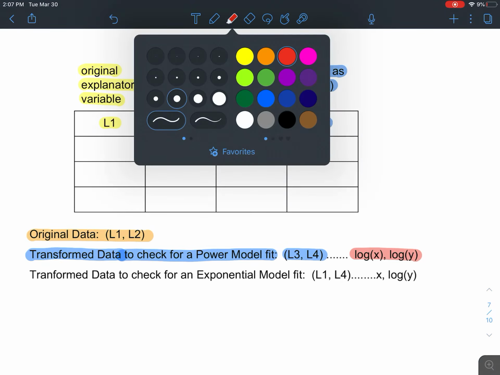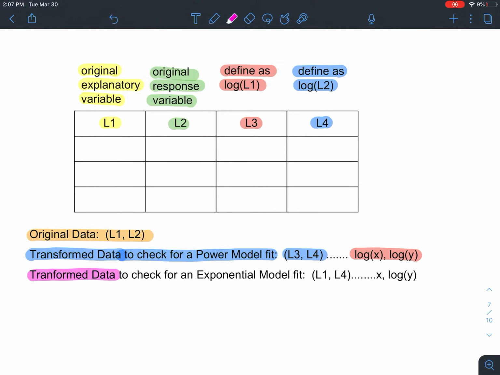The other option is to take the transformed data set to check for an exponential model, which is where you leave the explanatory variable the same. So L1 is what you're going to keep as your x value, but you're going to pair that up with only log of the response variable, L4. Okay, and that would give you this. And then you would make a scatter plot of that to check and see if that comes out roughly linear. That means the initial scatter plot was exponential in nature.